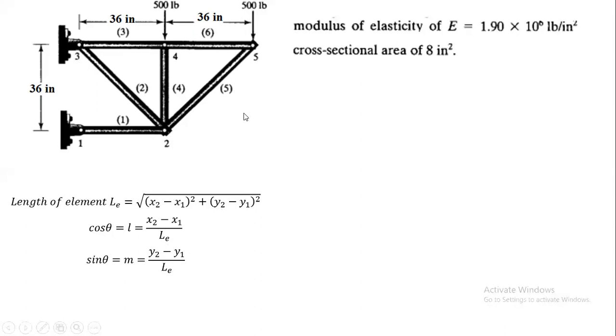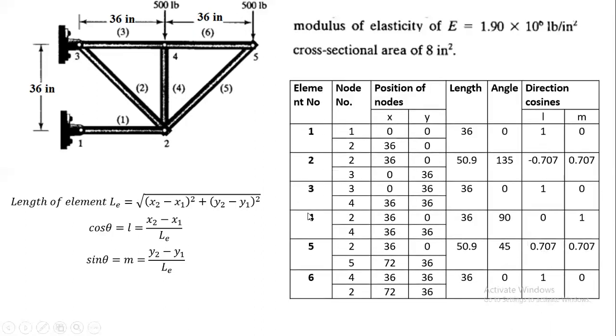Now here I am going to calculate all the things and I will prepare the table like this. You see here, in the first column, element numbers 1, 2, 3, 4, 5, 6 are there. Now the first element is connected to node number 1 and 2.